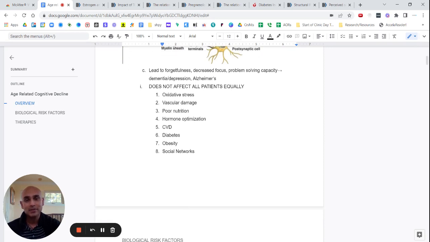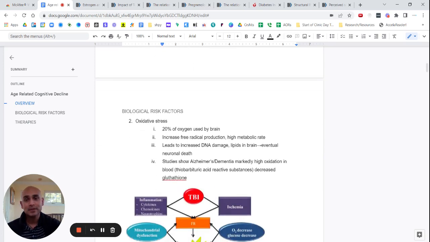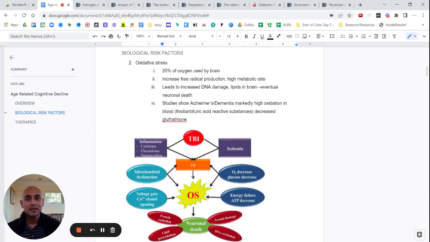And so the one thing you want to keep in mind is it does not affect all patients equally, right? This whole process of cognitive decline can be decreased. The rate of decline can decrease significantly if you do certain steps. But first, let's talk about some of the causes for decline.